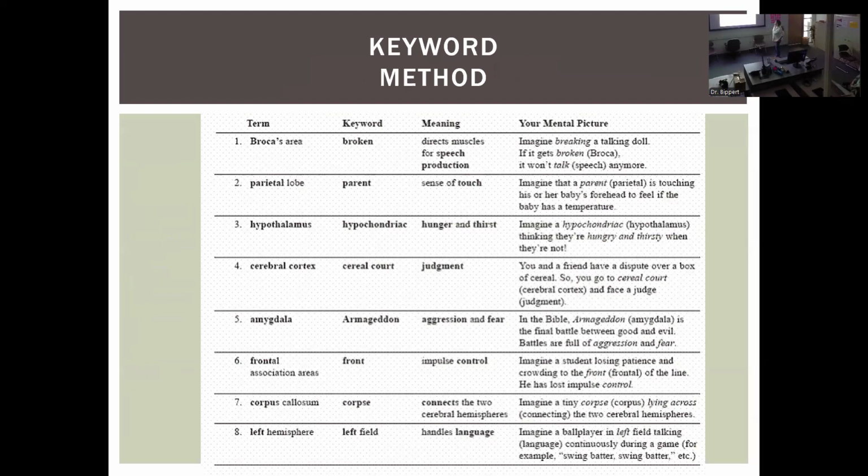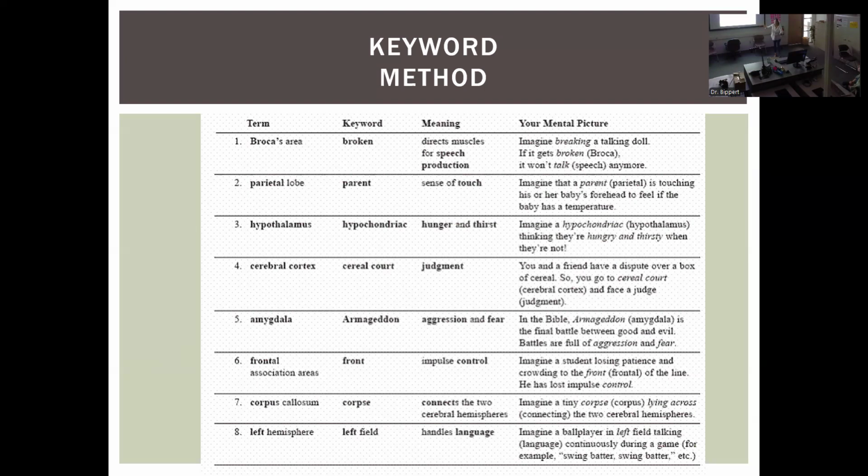Here are some examples of how you might use mnemonics. The Broca's area, the keyword is broken. That word means directs muscles for speech production. So imagine breaking a talking doll. If it gets broken, it won't talk. Broca's area. So it's a mental image that helps me remember what the word means, and so forth.